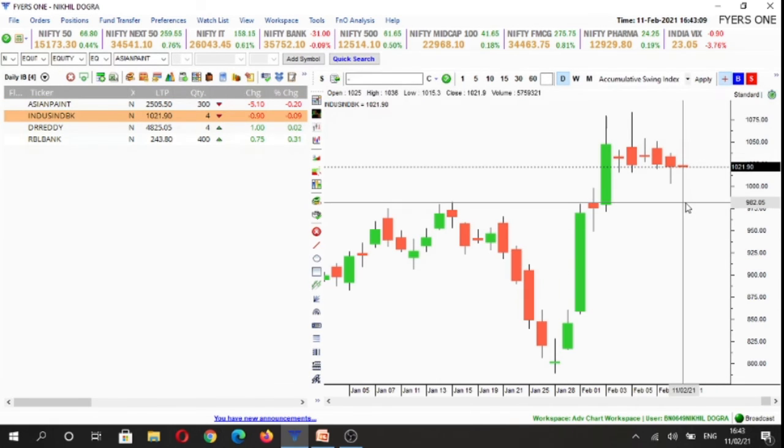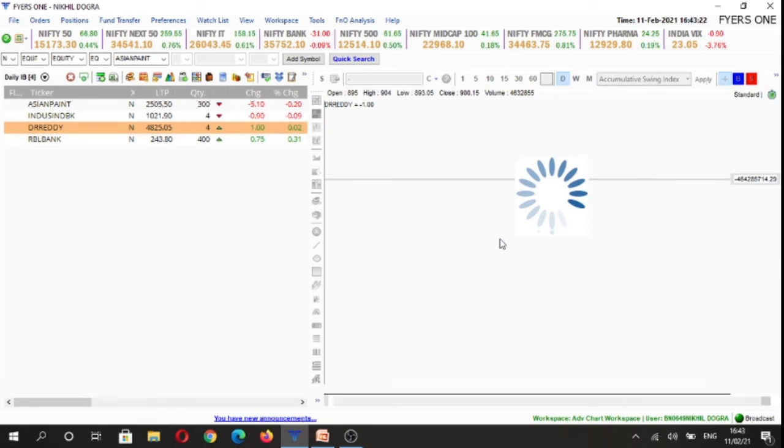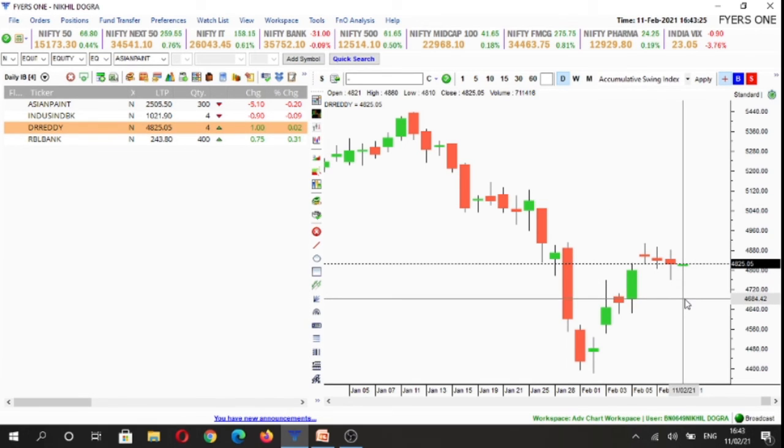Second stock is IndusInd Bank. It is again an inside candle. So we'll look for buying opportunity above 1036.1 levels, or we'll look for selling opportunity below 1015.2 levels. And our third stock is going to be Dr. Reddy. It's again an inside candlestick. So above 4860.1 level, we'll look for buying opportunity, and below 4809.9 levels, we'll look for selling opportunity.